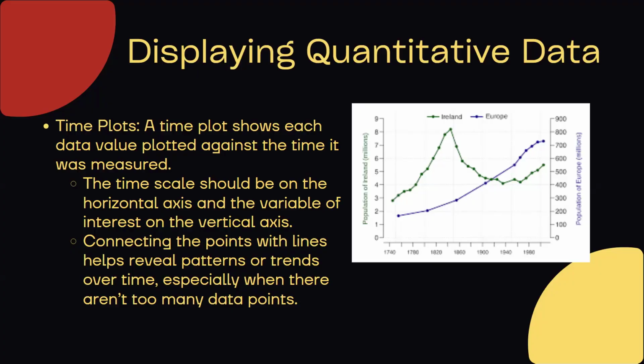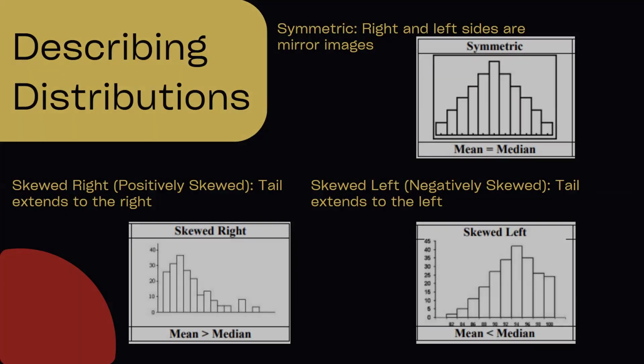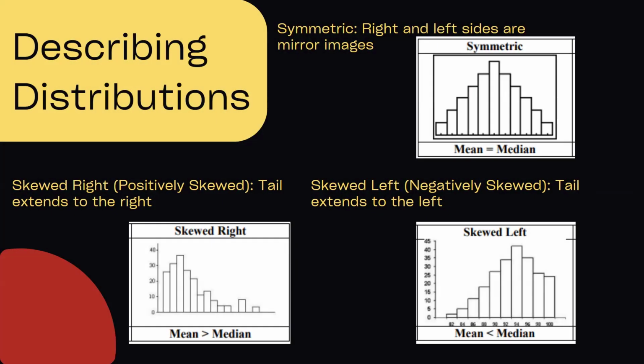When we display quantitative data, we sometimes use a time plot. This shows each data value plotted against the time it was measured, and the time scale should be on the horizontal axis and the variable of interest on the vertical axis. Connecting the points with lines helps to reveal the overall pattern or trend over time, especially when there aren't too many data points.